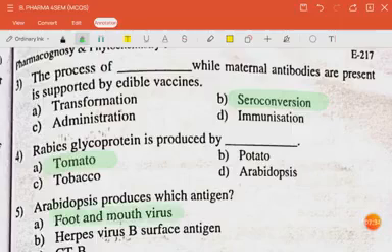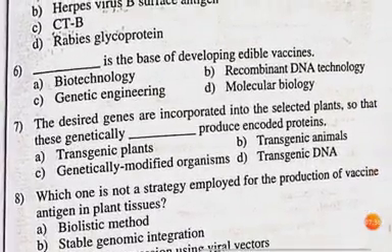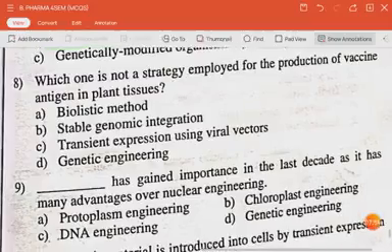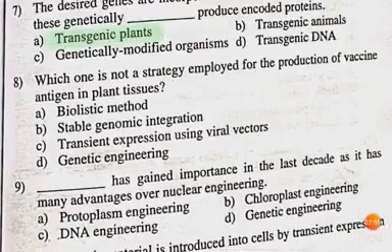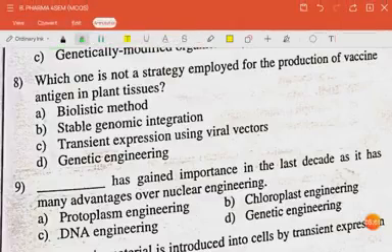Foot and mouth virus. The next question is, Dash is the base of developing edible vaccines. Genetic engineering. The next question is, the desired genes are incorporated into the selected plant so that these genetically Dash produce encoded proteins. Transgenic plants. The next question is, which one is not a strategy employed for the production of vaccine antigen in plant tissues? The correct answer is genetic engineering.